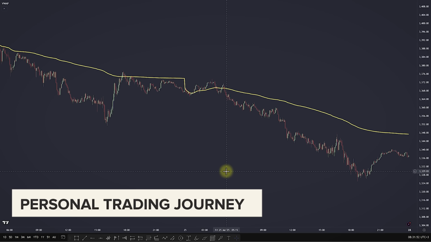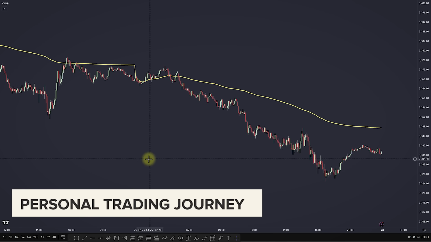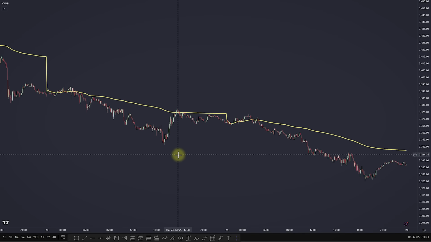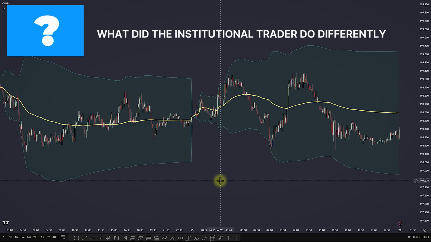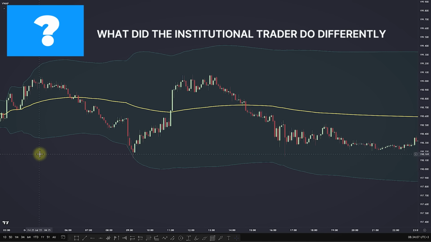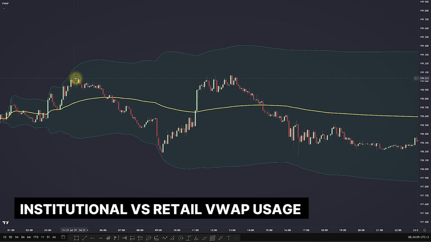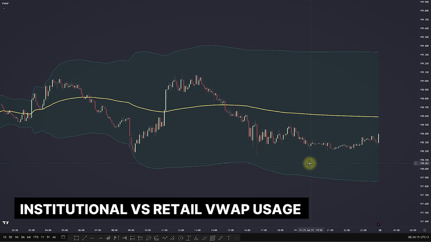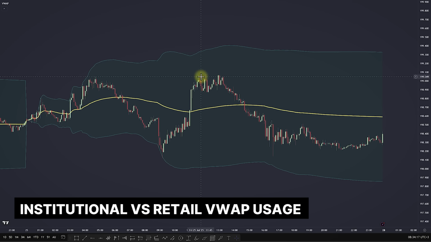I know because I made the same mistake for years. I used to think VWAP was just another moving average, maybe a fancier one, but still just a line on my chart that price would bounce off sometimes. Then I watched a former institutional trader execute a massive position and everything clicked. The way he used VWAP wasn't anything like what retail traders do. It was like watching someone play chess while everyone else was playing checkers.